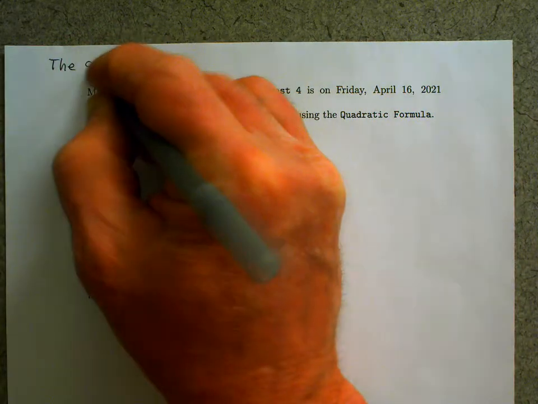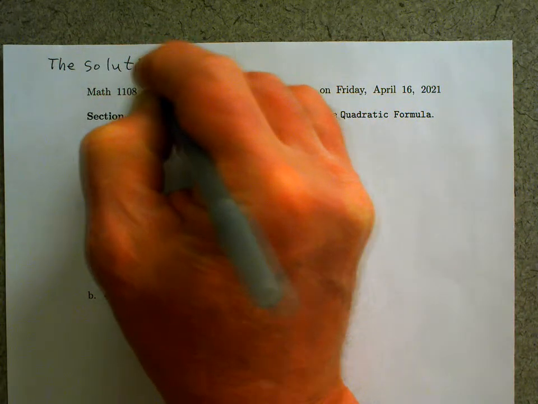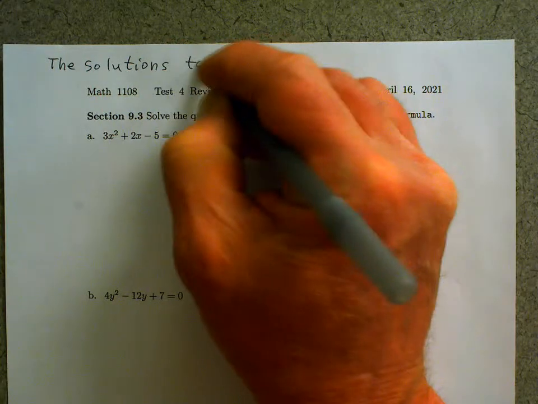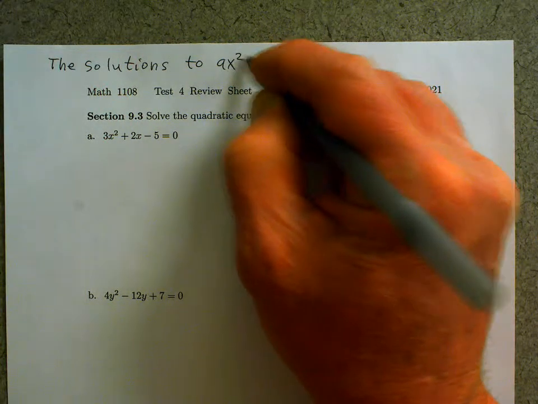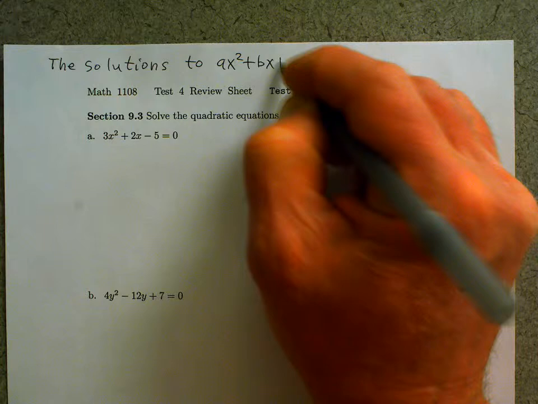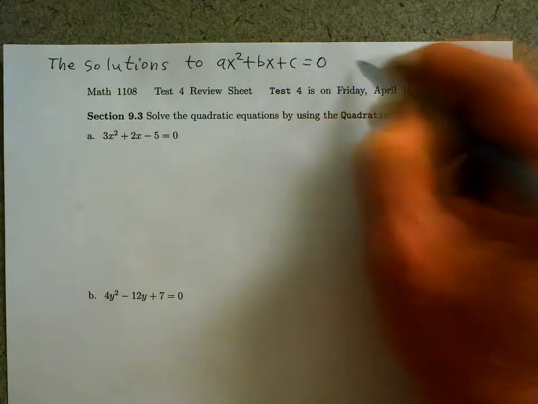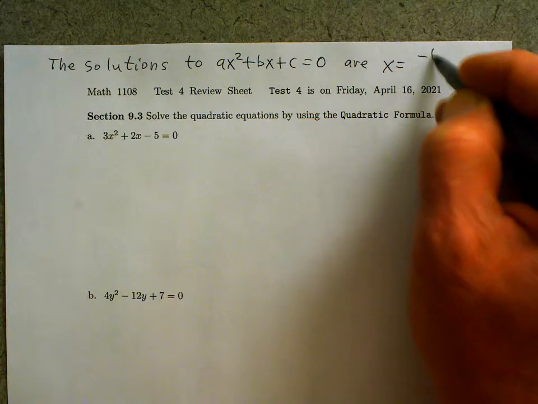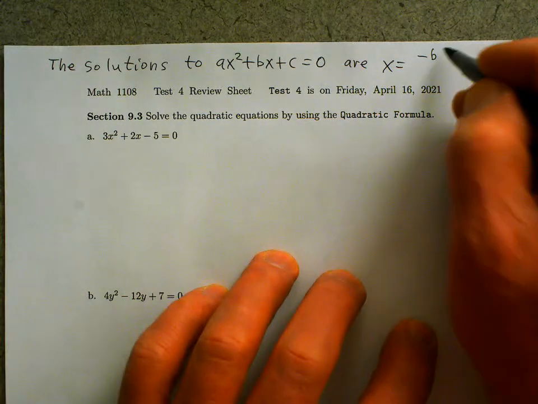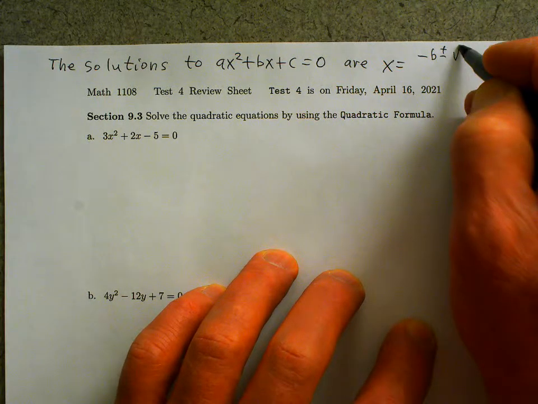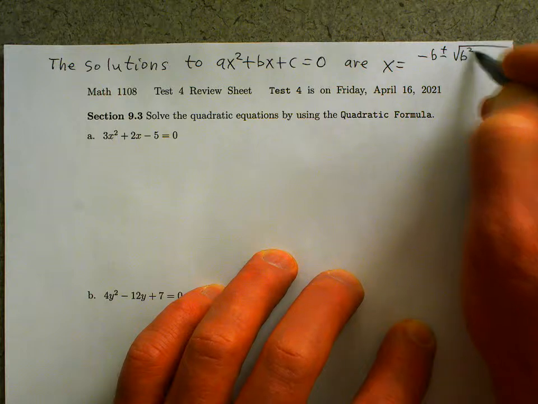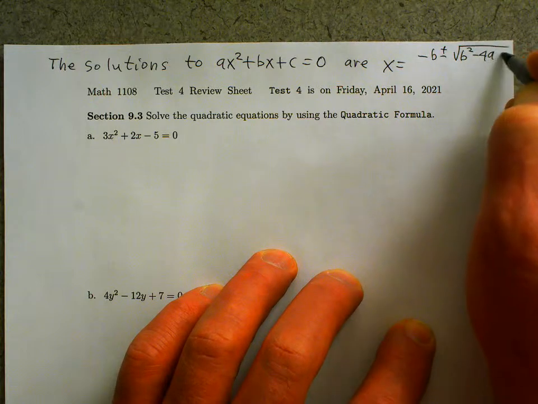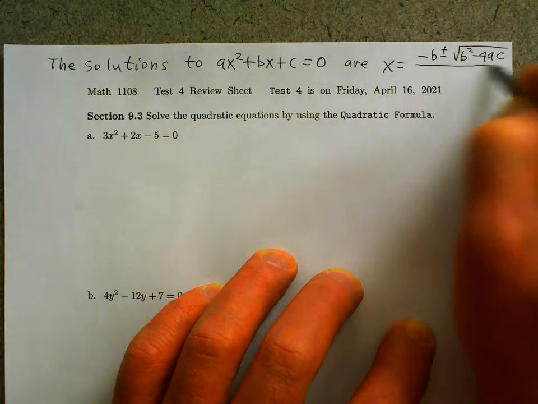The solutions to ax squared plus bx plus c equals 0, or x equals negative b plus and minus the square root of b to the second minus 4 times a times c, all divided by 2 times a.